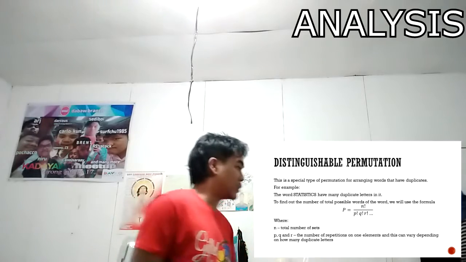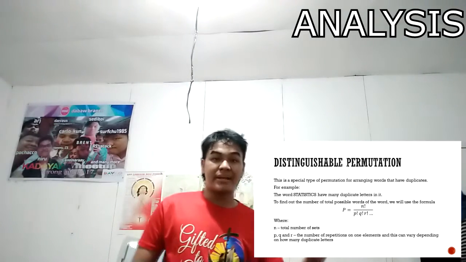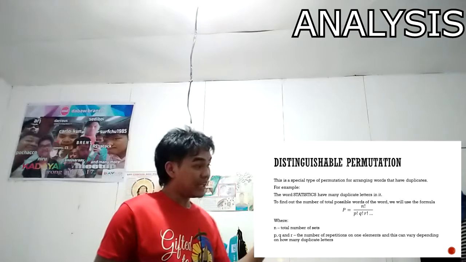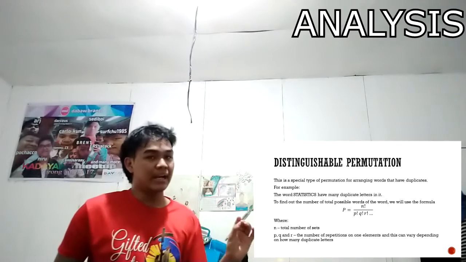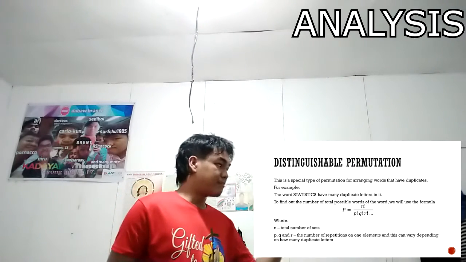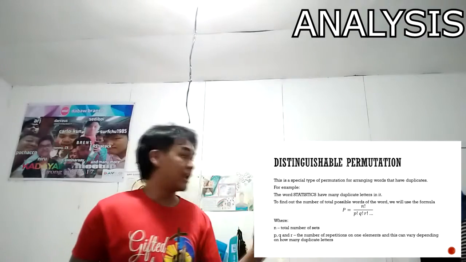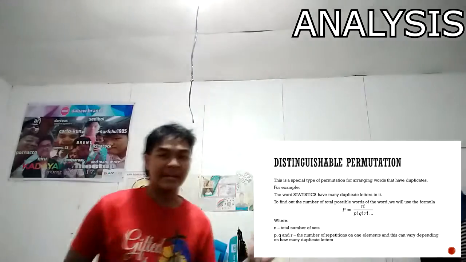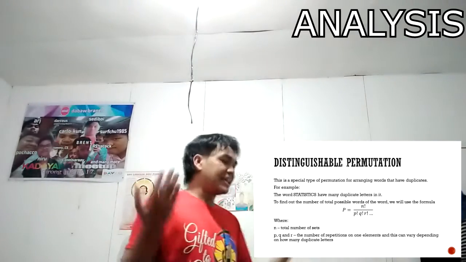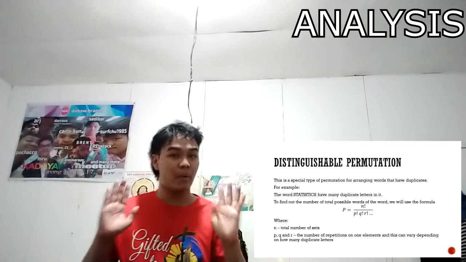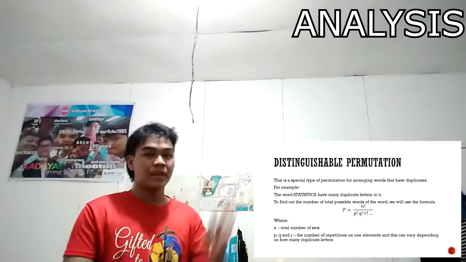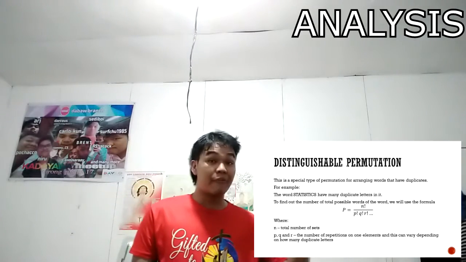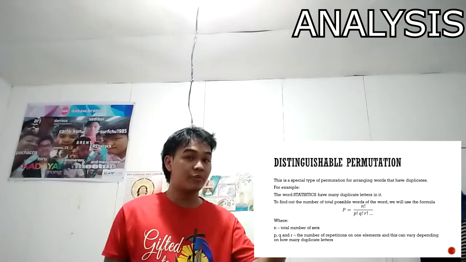Okay? So, given this formula right here, it states P equals n factorial all over p factorial, q factorial, and r factorial. Now, you will ask, sir, why is there p, q, r? It makes it very confusing. Well, yes, it does make it confusing. However, I'm going to break it down to you. P, q, and r are variables that can be changed over time.